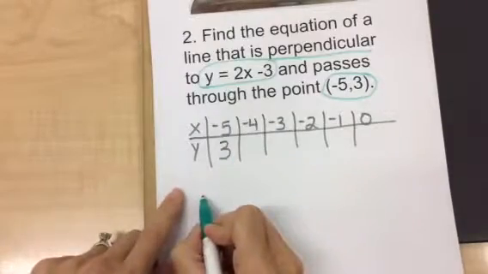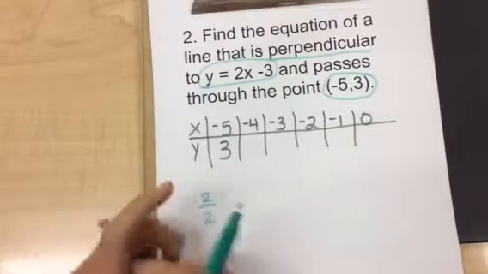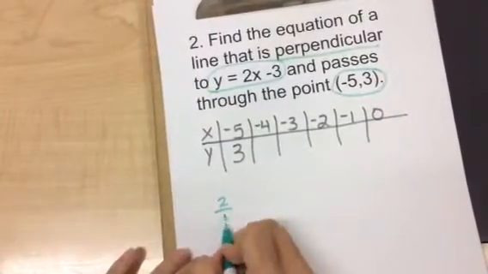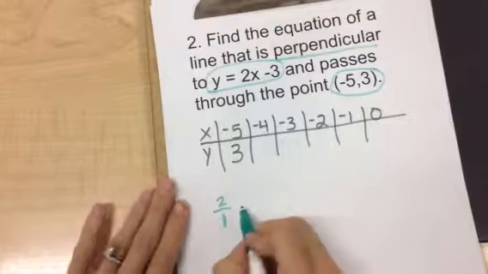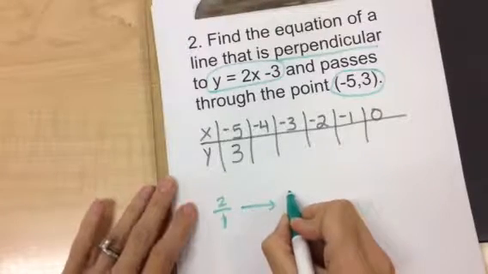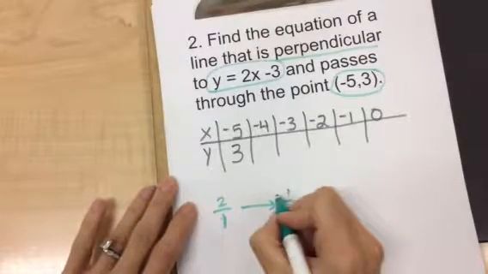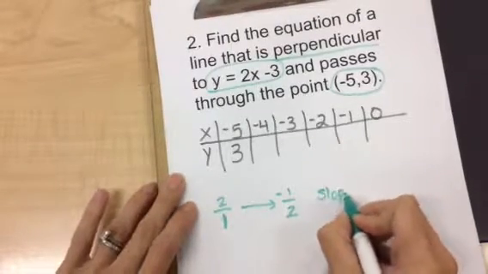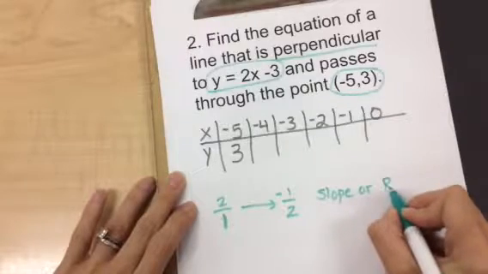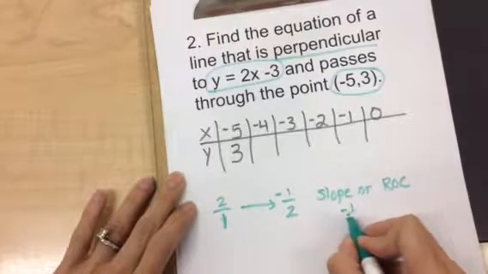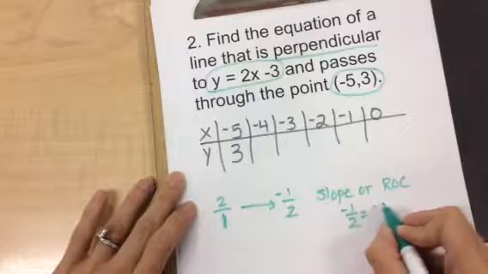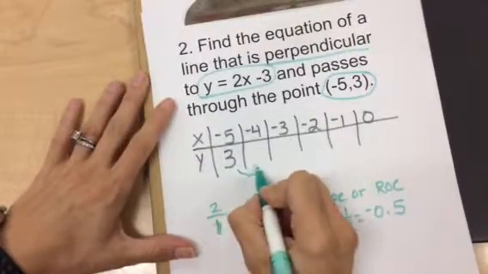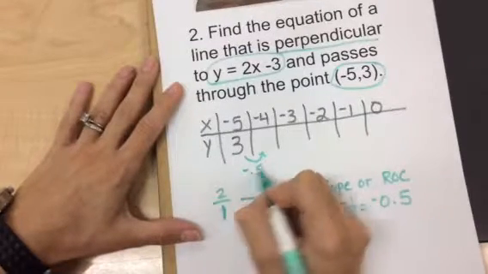My original slope is 2 over 1. So my new slope is I'm going to flip it to 1 over 2 and make it a negative. That means my slope, or rate of change, is negative 1 over 2, which means it's going down by 0.5 each time. So each time I'm going to subtract 0.5.